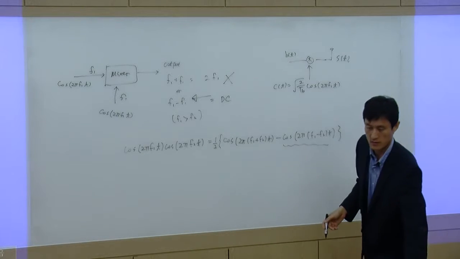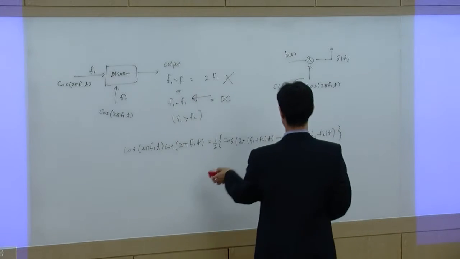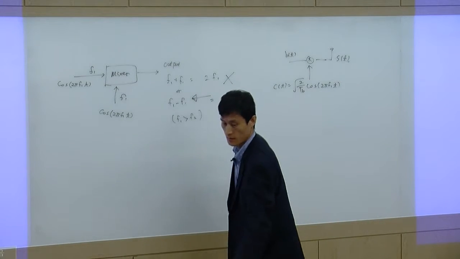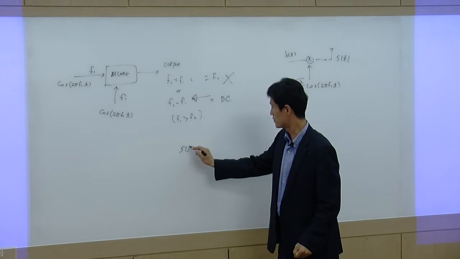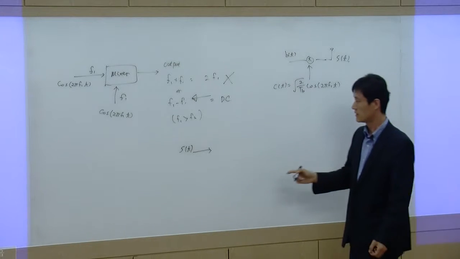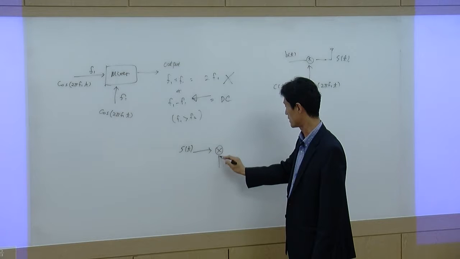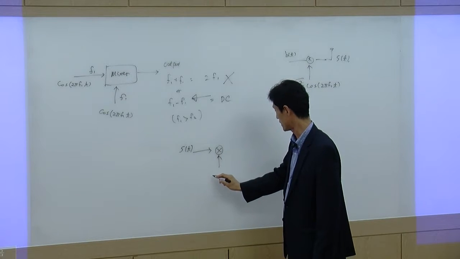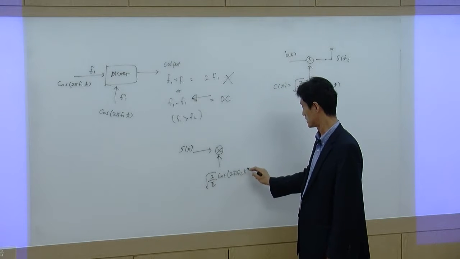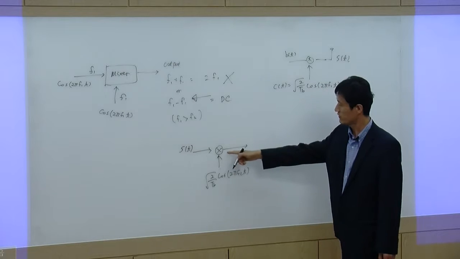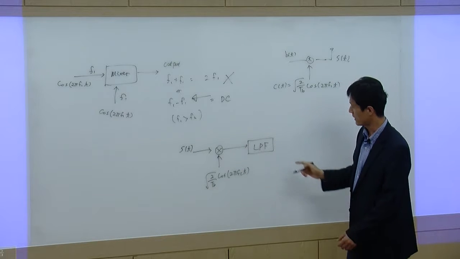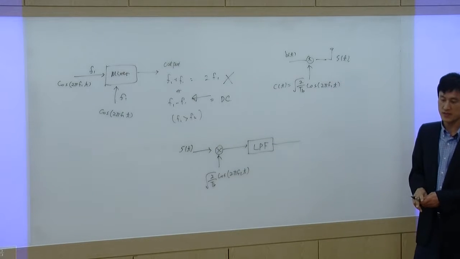And at the receiver, you receive the s(t), this s(t) coming into the receiver. Now inside the receiver, again you multiply by the cosine carrier, right? And every time you have a mixer or multiplier, you need to have a low pass filter. And then you want to get the DC component only.